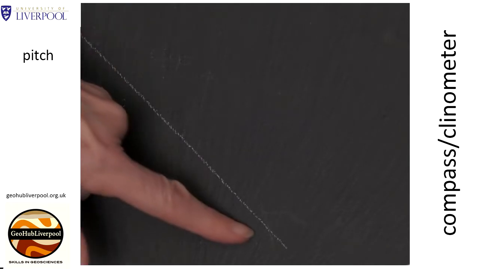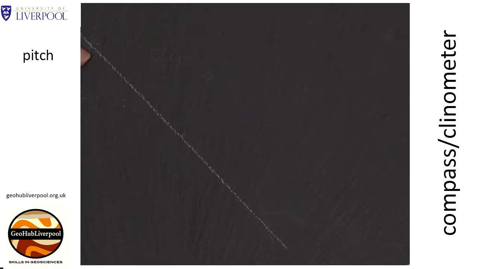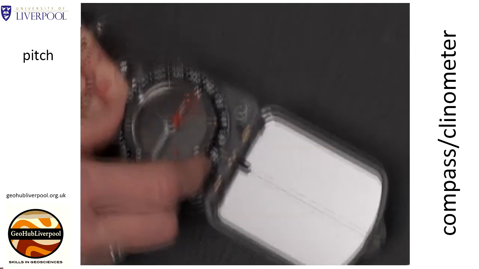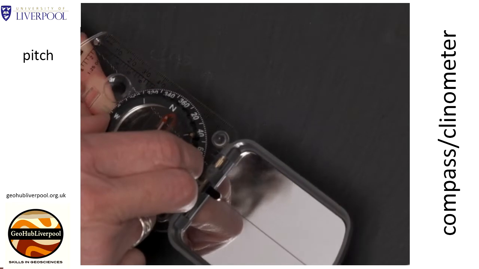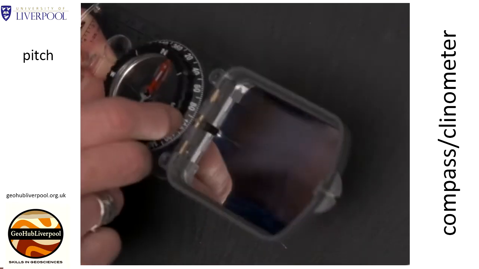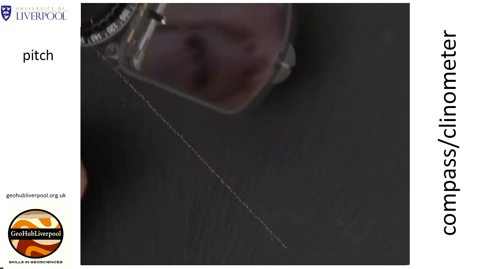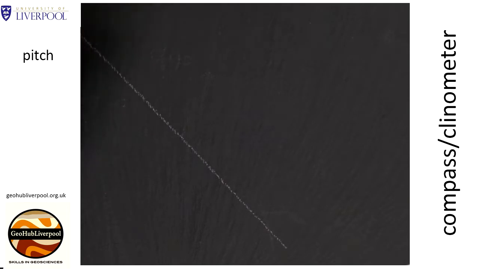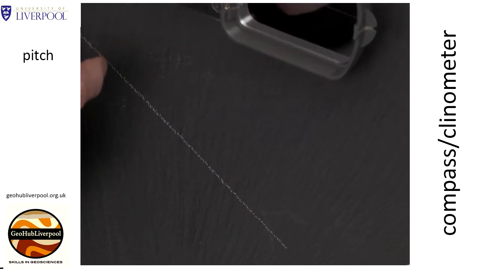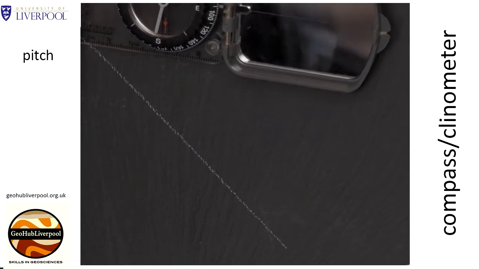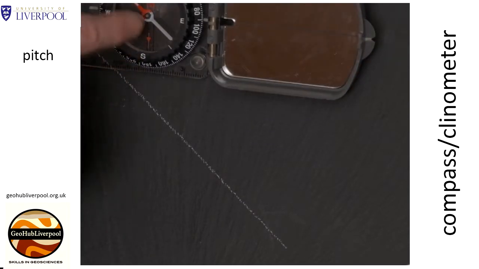In this video clip, we're showing how to measure the pitch of a line or a lineation on a surface. The white line on this surface represents the linear structure we're measuring. The first thing is to get a horizontal reference line. The compass clinometer will be used as a clinometer, so place 270 and 90 next to the two luminous marks. Place the compass clinometer on the surface, making sure that the plane of the compass clinometer is vertical. Shuffle it around until the clinometer reads zero.